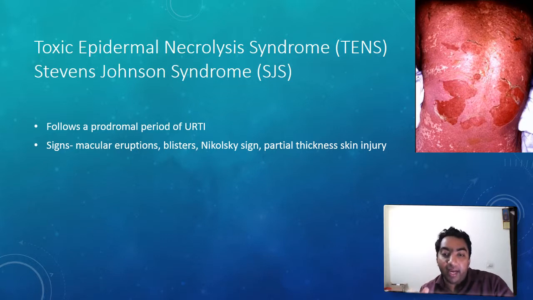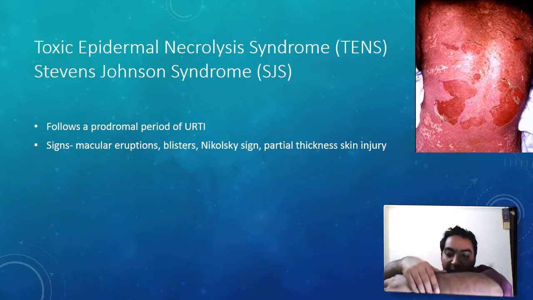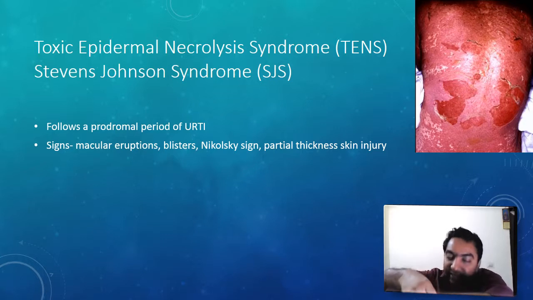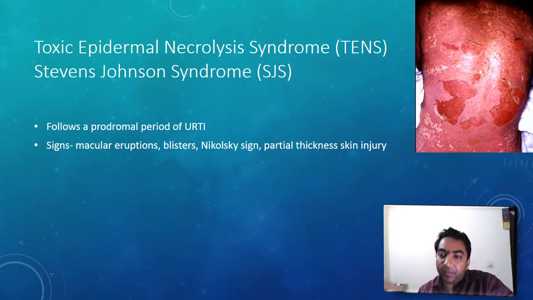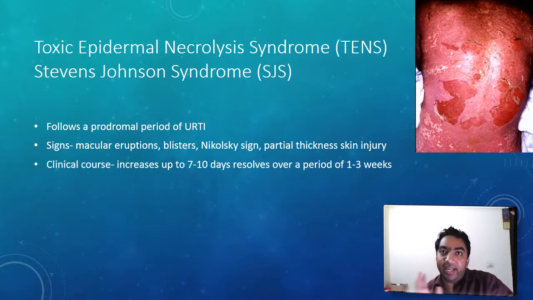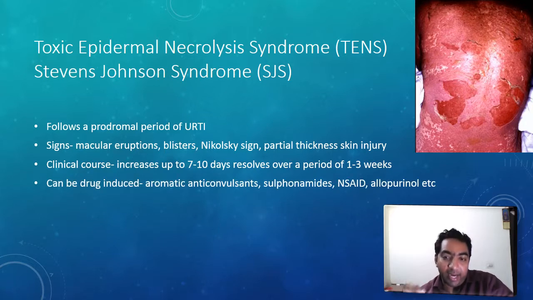Nikolsky sign is if you give a lateral pressure on the skin, the dermis and epidermis get separated, a partial thickness skin injury. The clinical course increases up to 7 to 10 days and resolves over a period of 1 to 3 weeks. It can be drug induced, generally aromatic anticonvulsants, sulfonamides, NSAIDs and allopurinol etc.